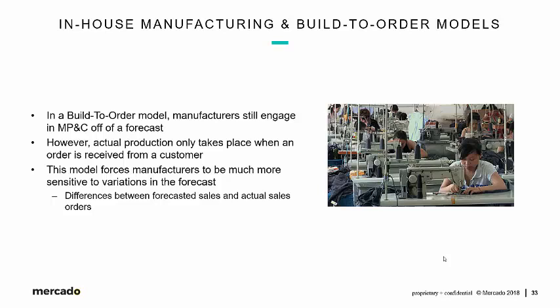Think about this for a second. This model forces manufacturers to be much more sensitive to variations in the forecast. Of course, we're going to start with a forecast, get us rolling, provide some planning baseline, but we have to be very sensitive to the differences between forecasted sales and actual sales orders. That is another big difference between build-to-stock and build-to-order. This sensitivity around the need for raw materials based on orders drives our whole inbound supply chain of raw materials.